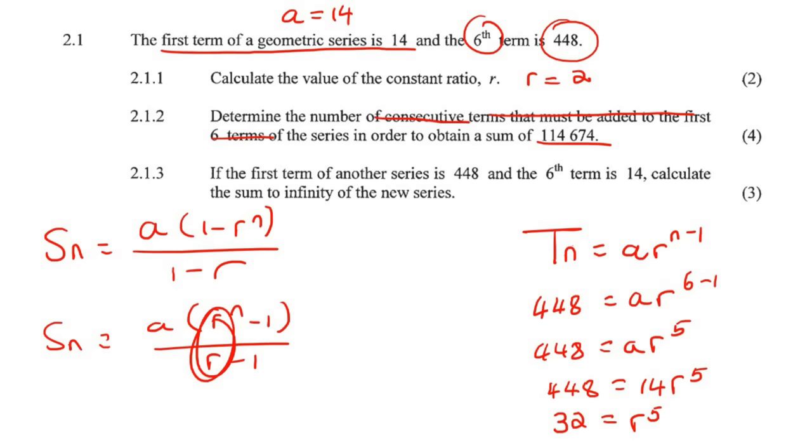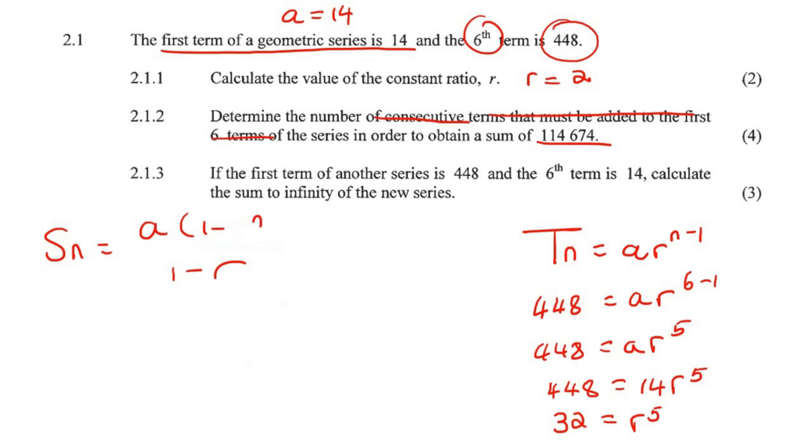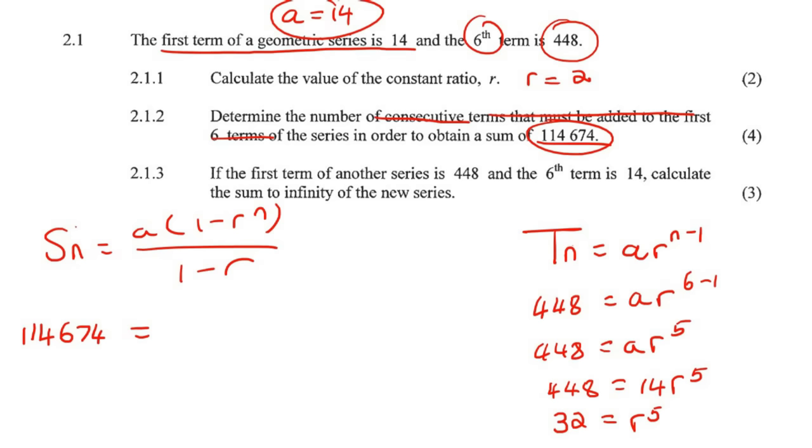Okay. So I'm going to just choose this one. What is wrong is if you put a 1 minus r at the top and an r minus 1 at the bottom. Keep it the same. That's correct. Okay, they said that the sum is that. So you say 114674. A, we already found out was 14. R, we already found out as 2. N, we don't know. There we go.